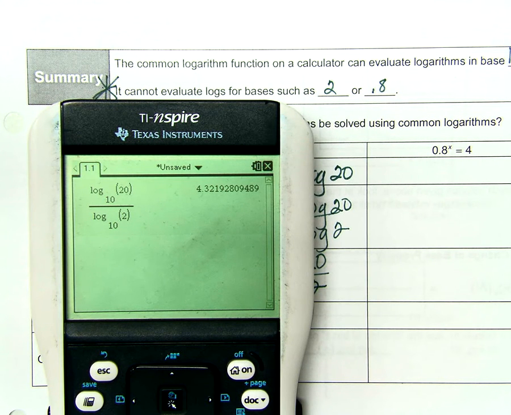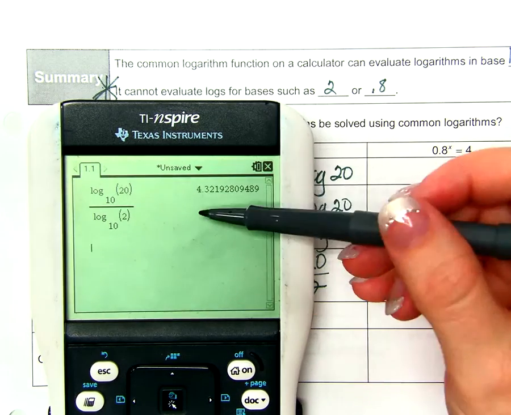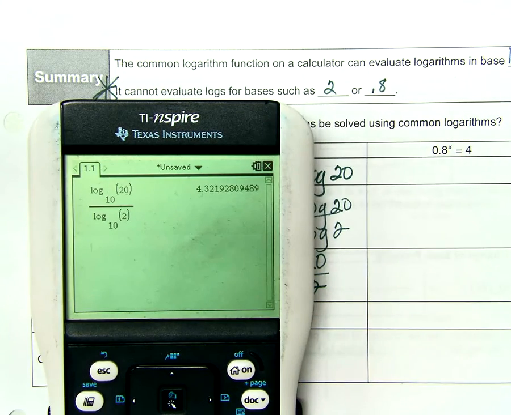Why did it do that? It's telling you that it knows for sure that it's base 10. It's like a reminder to both of you. Did you mean base 10? Because if you meant base 10, then this is what we get as our answer.